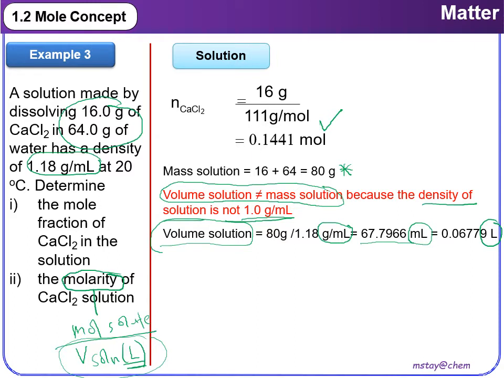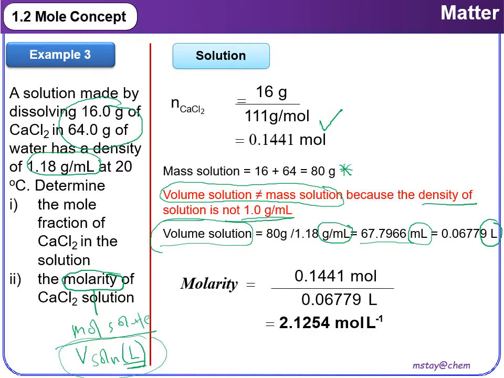After we get the volume, we have the number of moles of solute and the volume of solution. Just substitute into the formula and then we are able to get the molarity, which is 2.2156 mole per liter, or you can just substitute the mole per liter with the capital M.